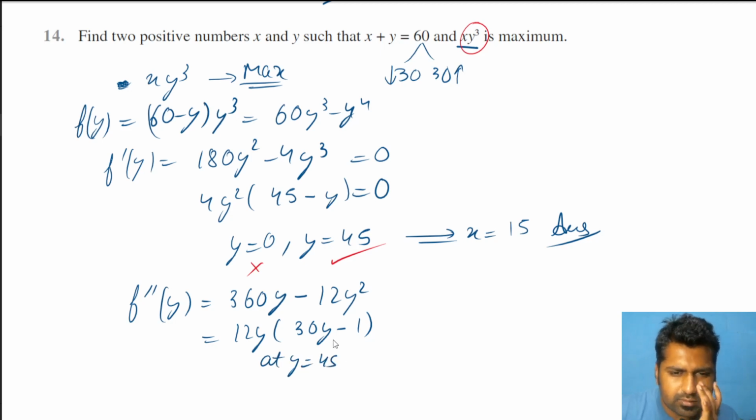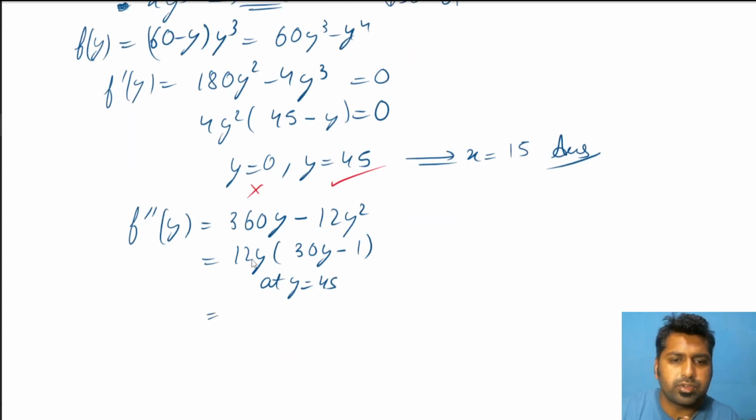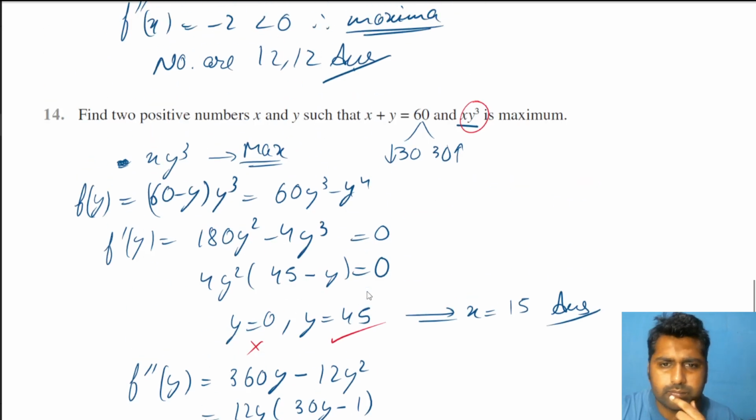If I put y as 45, I don't have to get the value. All I need is whether the answer will come positive or not. So 12 into 45 will be positive. 30 into 45 minus 1 will also be positive. So a positive answer will be there, and I don't have to solve anything more than this. So it's greater than 0. It's coming out to be minimum.